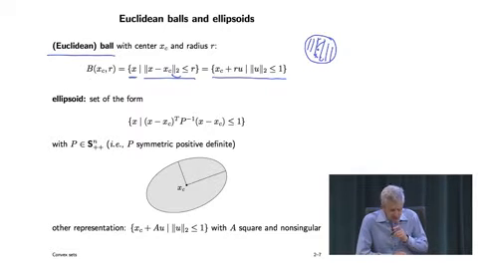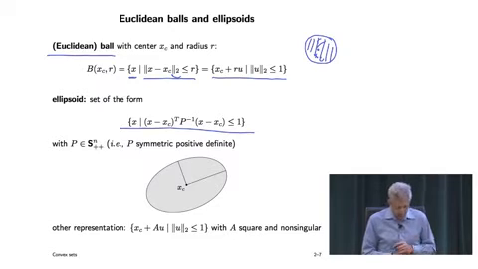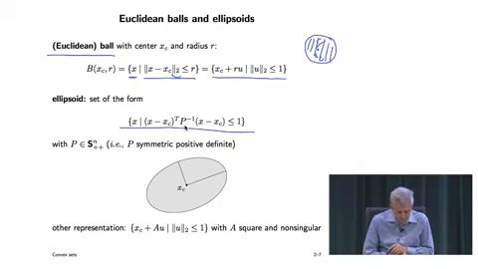A generalization is an ellipsoid. So an ellipsoid is the set of points that satisfy a quadratic inequality. Here's C as the center. And P is a symmetric positive definite matrix, right? So this is an ellipsoid. And here, for example, the semi-axes of the ellipsoid are given by the eigenvectors of P, and the semi-axis lengths are related. In fact, the square roots of the eigenvalues of P. These are the lengths of the semi-axes.